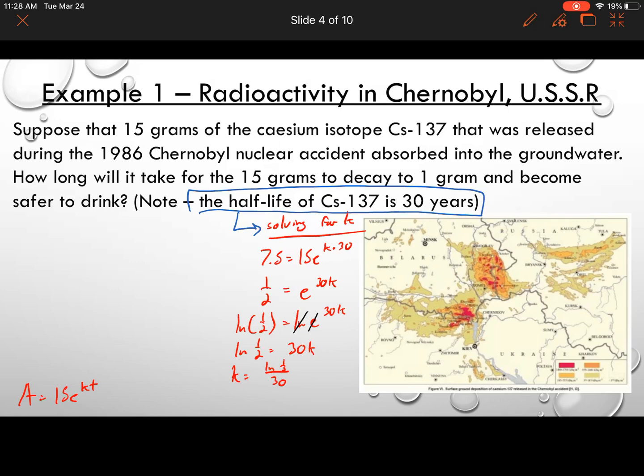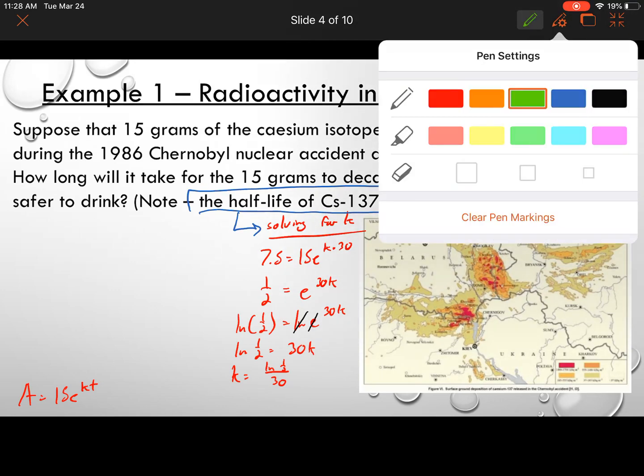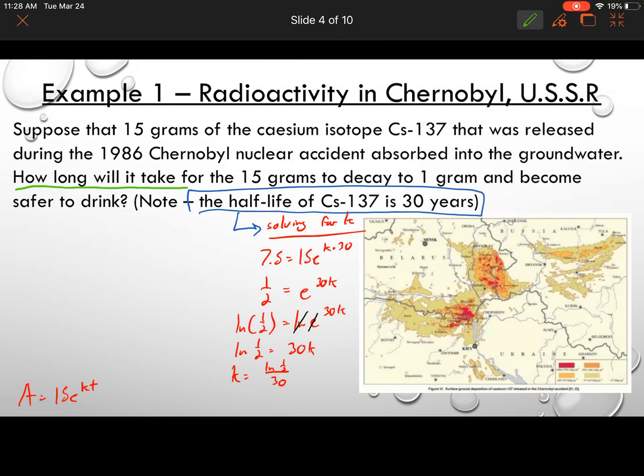So now let's look at the final thing that it's asking us, which is, how long will it take for the 15 grams to decay to 1 gram? Okay, so we're trying to figure out when it's going to be equal to 1 gram. How long? So in terms of years, how many years? So what is our t value? Okay, so let's do that.